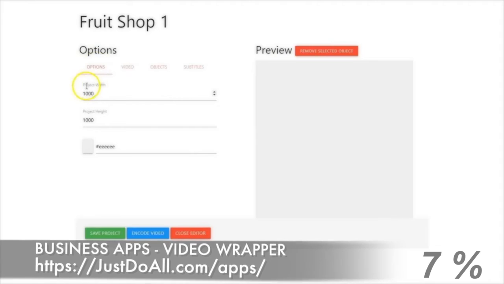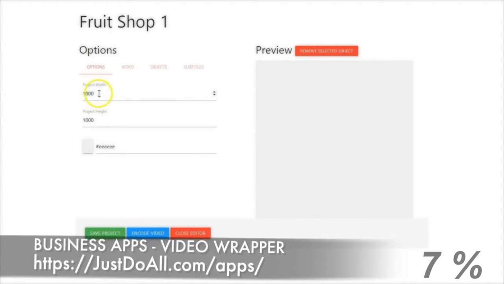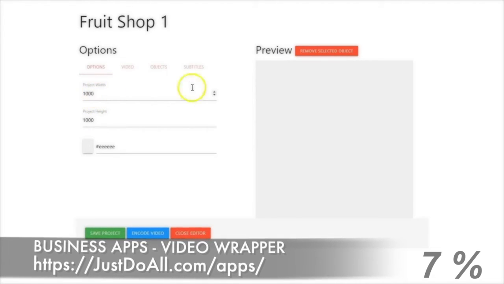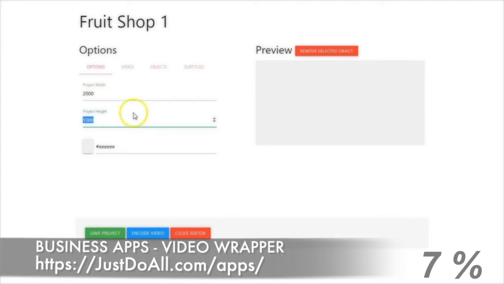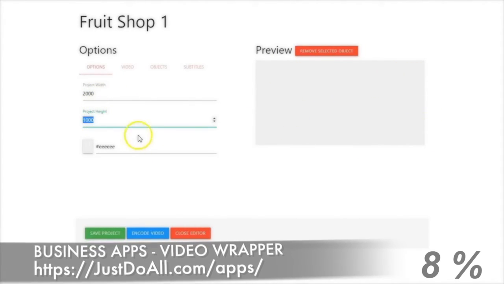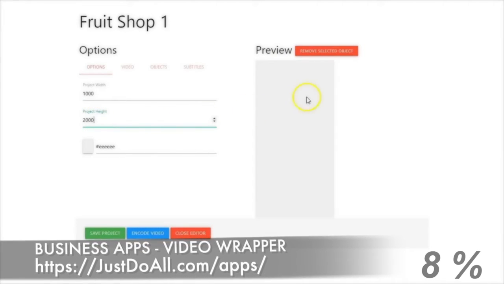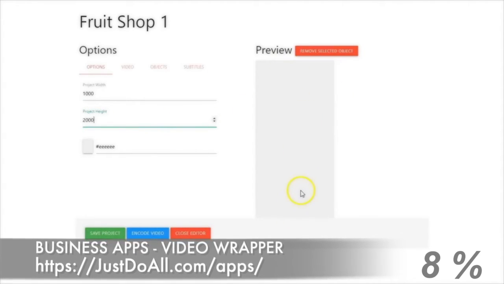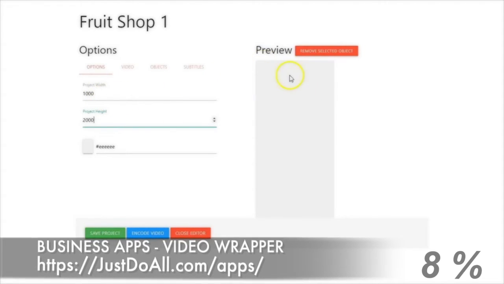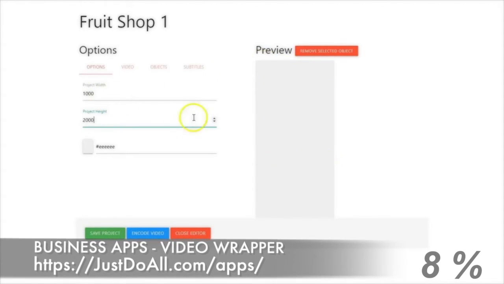The first thing you'll notice, we can determine the project width and the project height. So I can choose to make this video any size that I want, really. I can make it a landscape video. I can make it a square video. That was what we saw at first. I can make it a vertical video. It's up to me to decide what size of a canvas I'm working on.